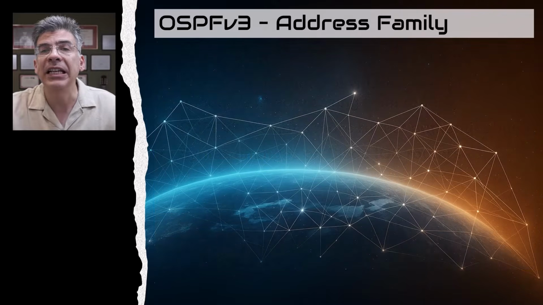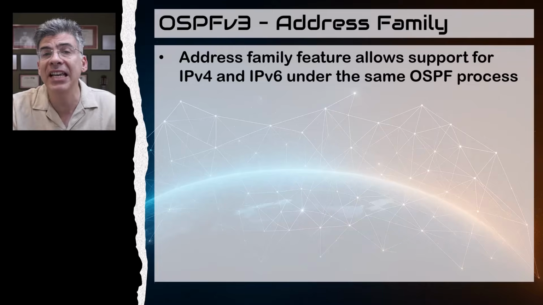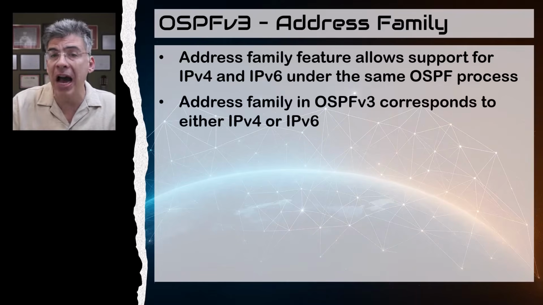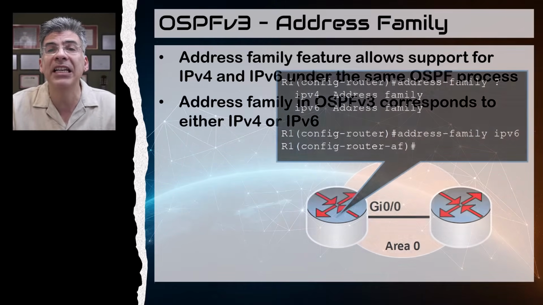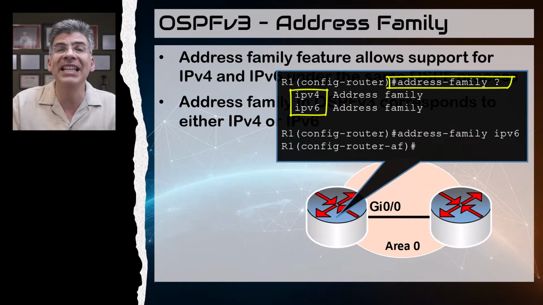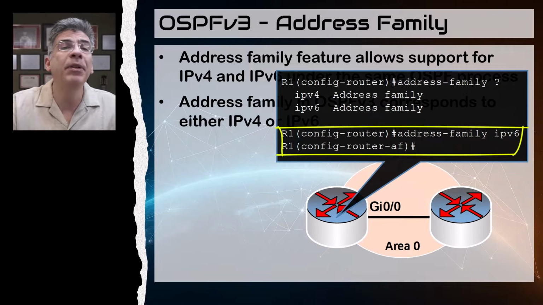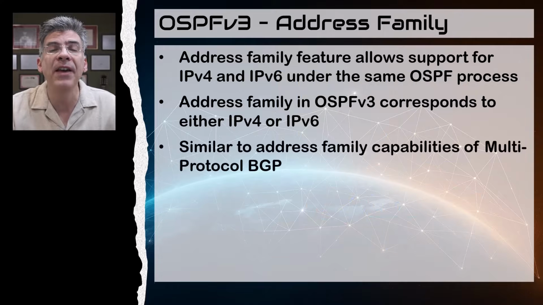Now, the address family is a feature of OSPF that allows you to support both IPv4 and IPv6 in the same OSPF process. An address family essentially corresponds to either version 4 or version 6 of the IP protocol. When you go into your routing configuration, you can issue the address family command and then indicate the IP protocol that you are using. Once in the address family configuration mode, you can then apply any configurations you need to for that particular address family. This is actually similar to the address family capabilities that multi-protocol BGP has.